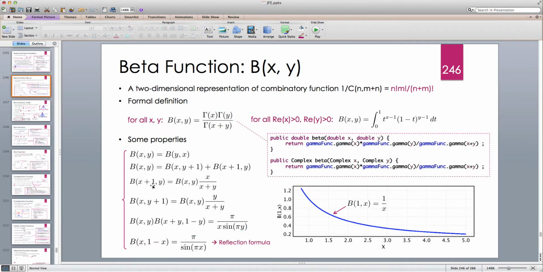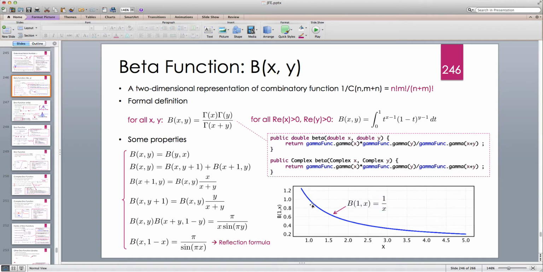But another interesting property here, for example, beta of 1 and x or 1 and y. If I set, for example, x to 1, then beta of 1 and y is gamma 1, which by definition is 1, times gamma y divided by gamma of 1 plus y, which by definition is y times gamma y. And gamma y cancels out. This becomes 1 over y, or 1 over x. So beta of 1 and x, or beta of x and 1, is 1 over x.